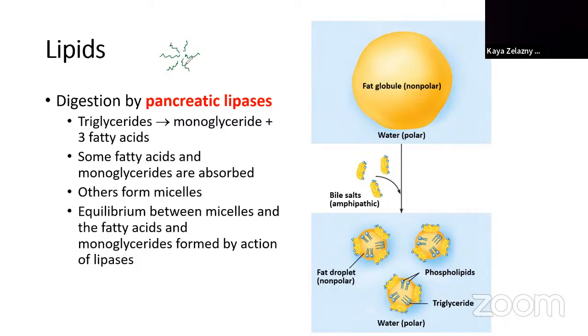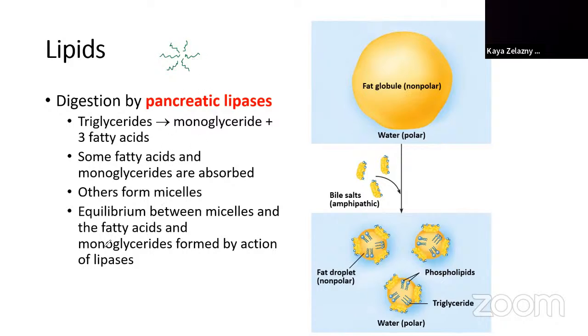So almost like a mini cell, the difference here is it's not a bilayer because it's much smaller. So there's nothing in the center. It's just all these tails pointing towards the middle, basically. So some of these fatty acids have been absorbed immediately, and some of them are floating around in this structure called a micelle.